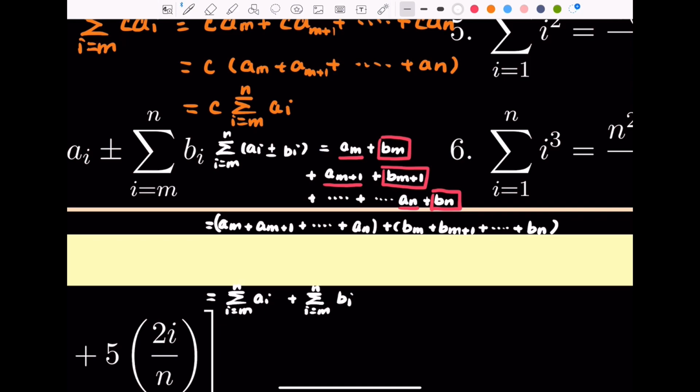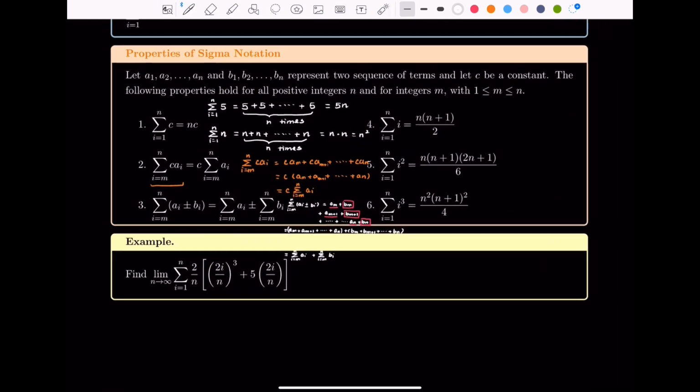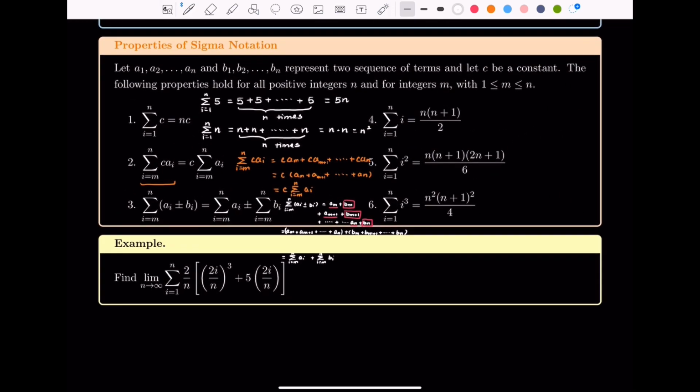So you can see that 1, 2, and 3 should all make sense to you. You don't have to memorize them, and sometimes you need to combine them together when you use them. And you should be very familiar with them because later you'll use them over and over again. We'll see an example very soon.